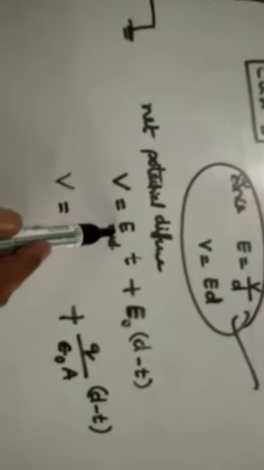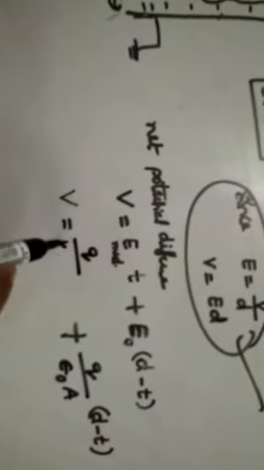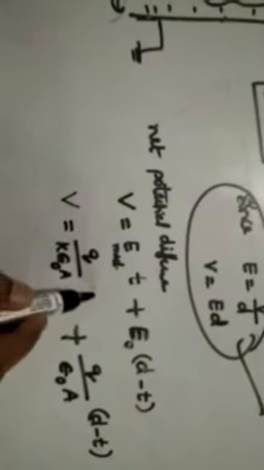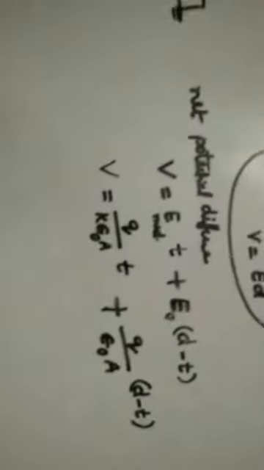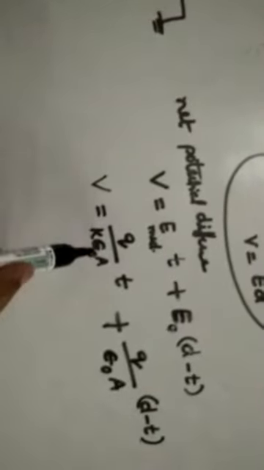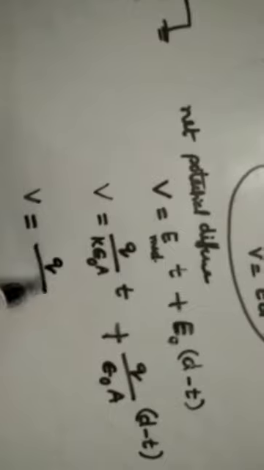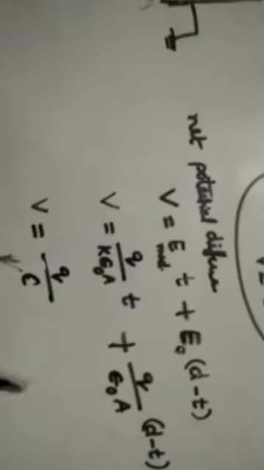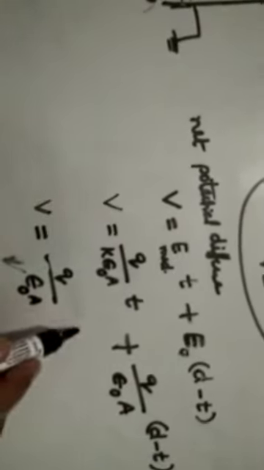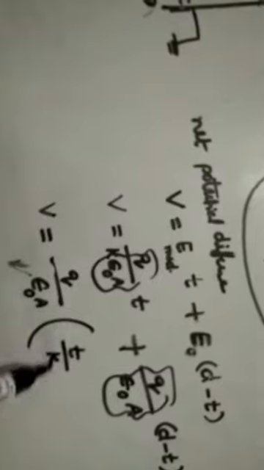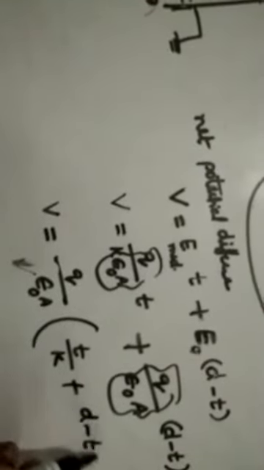But here medium is there. So the same type of formula, how will you write? Q by K epsilon naught A into T. Try to understand here, K extra I am writing, since it is a dielectric medium. V equal to Q by epsilon naught A is taken as common. So the remaining is T by K plus D by D minus T.